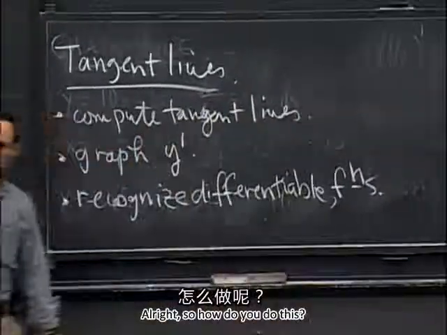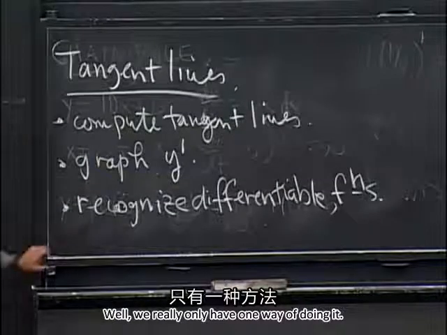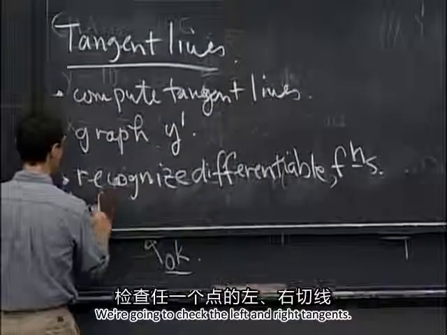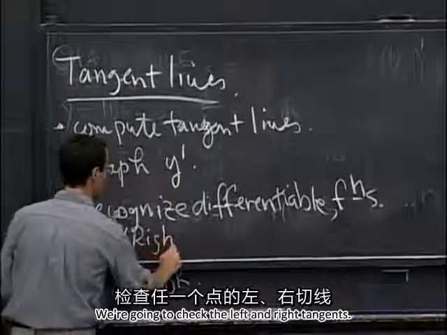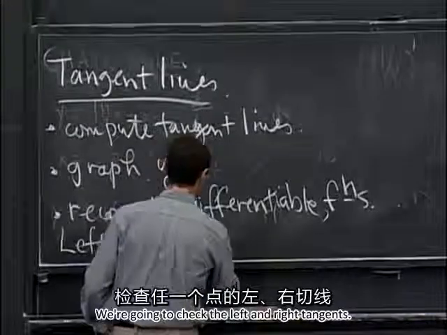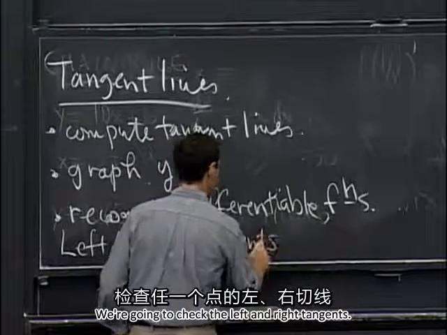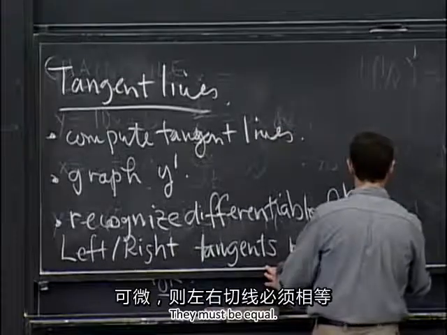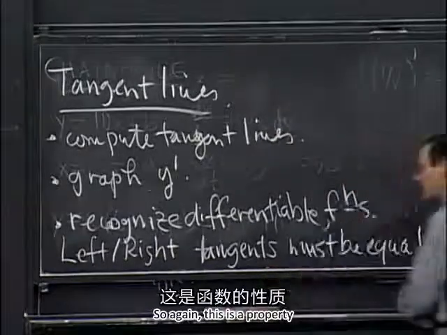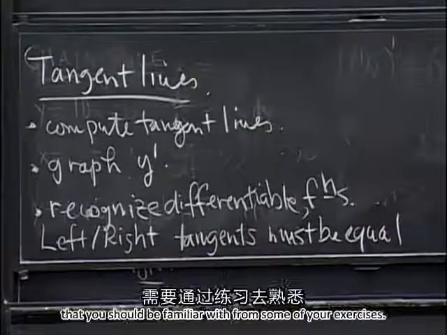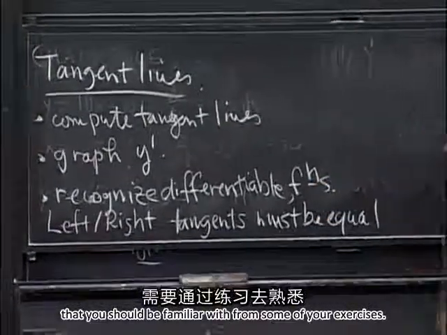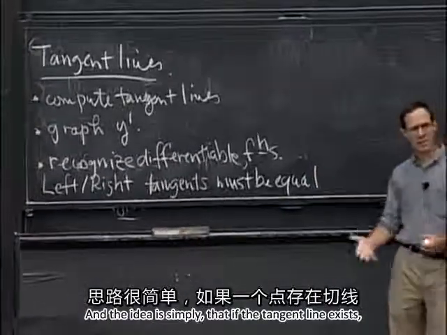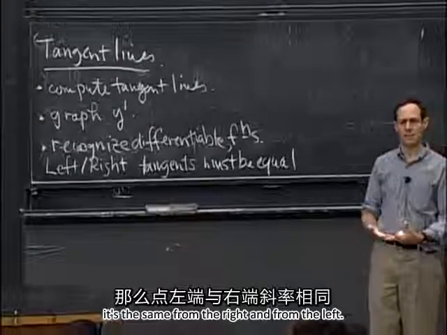All right, so how do you do this? Well, we really only have one way of doing it. We're going to check the left and right tangents. They must be equal. So again, this is a property that you should be familiar with from some of your exercises. And the idea is simply that if the tangent line exists, it's the same from the right and from the left.